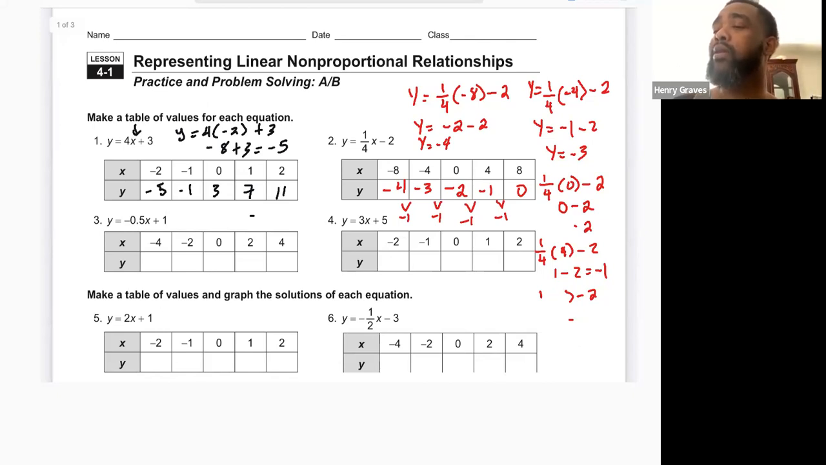Oh, come on. Doing this stupid thing on my Zoom.